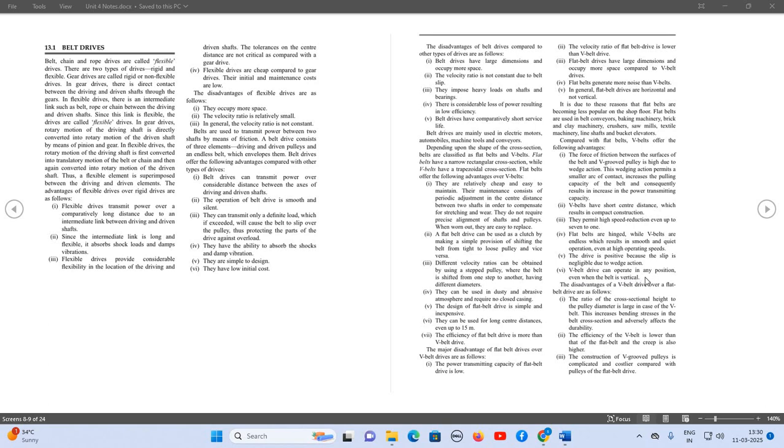The V belt drive can operate in any position, even with the belt vertical. That is not possible in the case of flat belts. The disadvantages are that the ratio of cross-sectional height to the pulley diameter is large, which increases the bending stress and causes durability issues. The efficiency of the V belt is lower than flat belt and creep is also higher. The construction of the pulley is complicated and costly as compared with the flat belt drives.